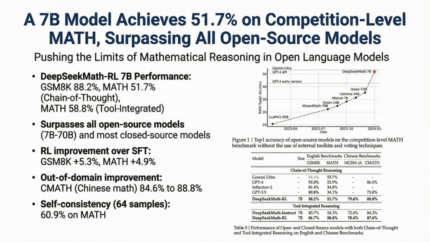Even more remarkable, the RL training improved out-of-domain performance too. Chinese math benchmarks improved from 84.6% to 88.8%, even though the RL training only used English data. This tells us something profound about what RL is doing to the model. This incredible performance was only possible because GRPO solved a critical problem with traditional PPO.